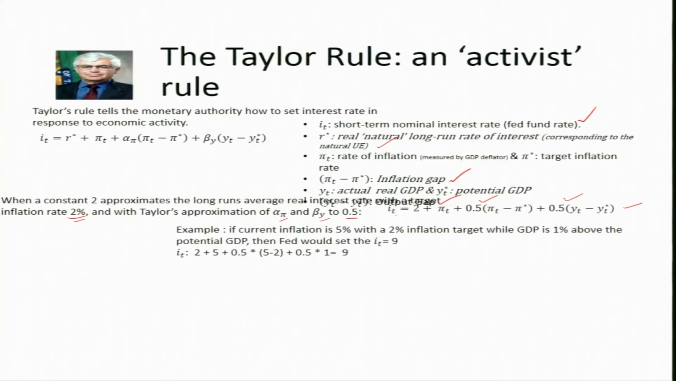For example, suppose the current inflation is 5% with a 2% inflation target. That means the inflation gap is going to be 3%, because actual current inflation is 5%, but the monetary policy makers want their target inflation to be only 2%. That means the economy is under inflationary pressure, 3% being the gap, while GDP is 1% above the potential GDP.